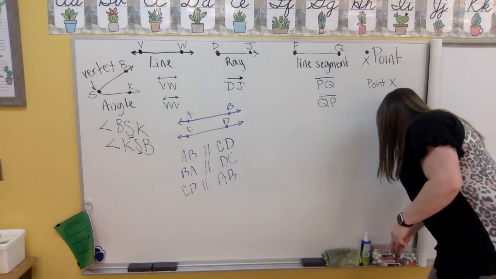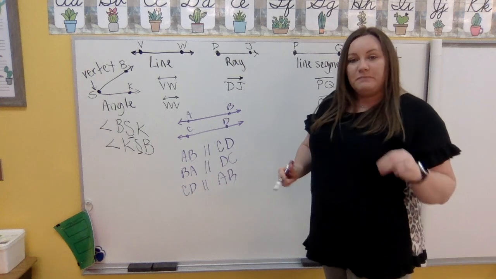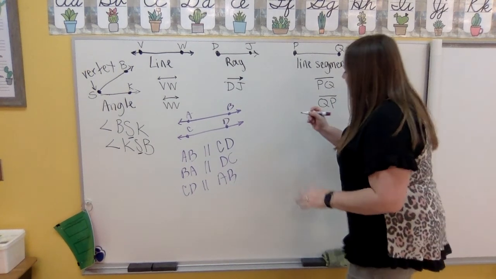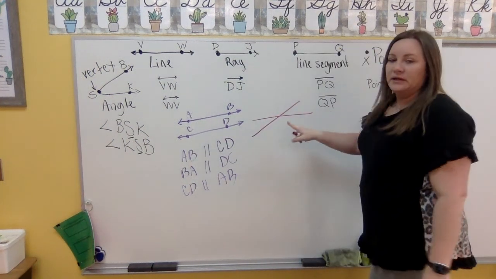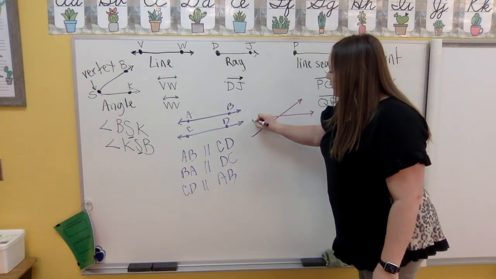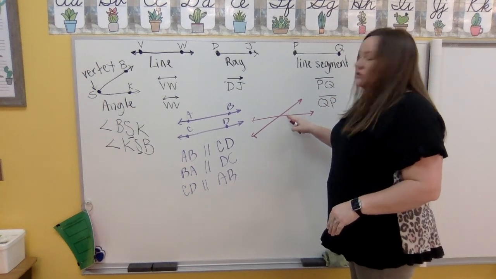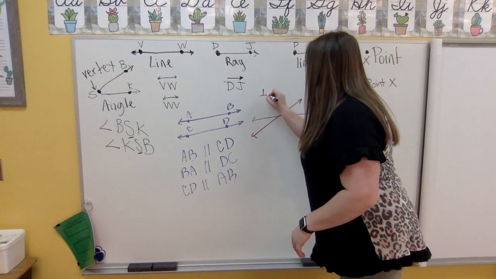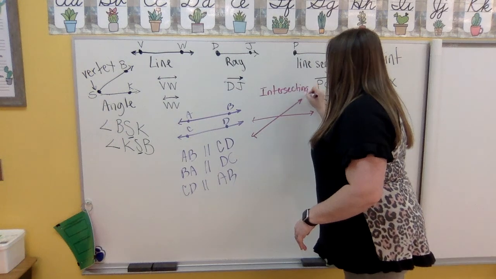The next phrase that we'll want to know is perpendicular. A lot of people get perpendicular and intersecting lines mixed up. Intersecting lines are like this. Intersecting lines cross each other, but when they cross each other, they do not make 90 degrees. They don't have squares in the corners. So these are called intersecting lines.